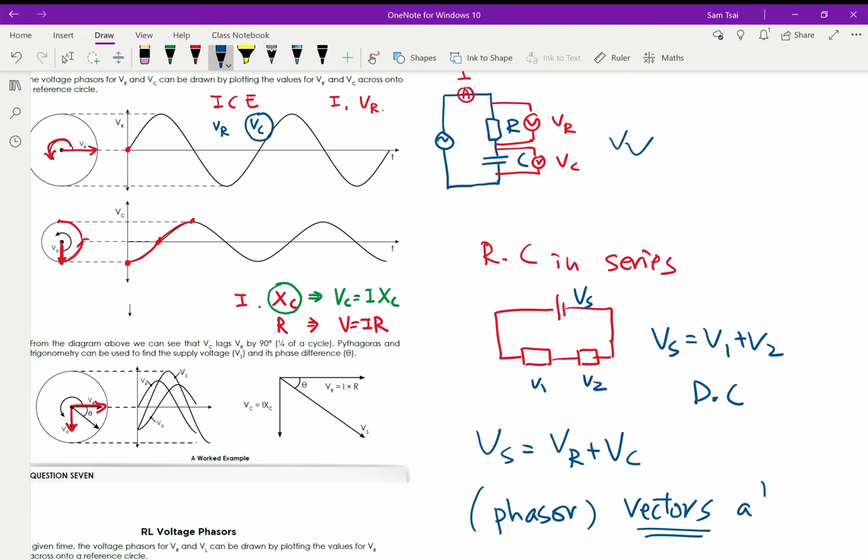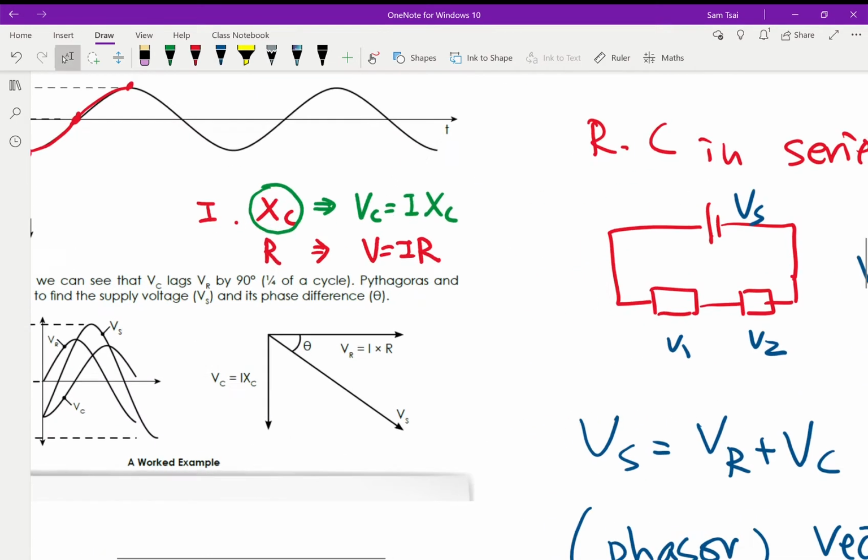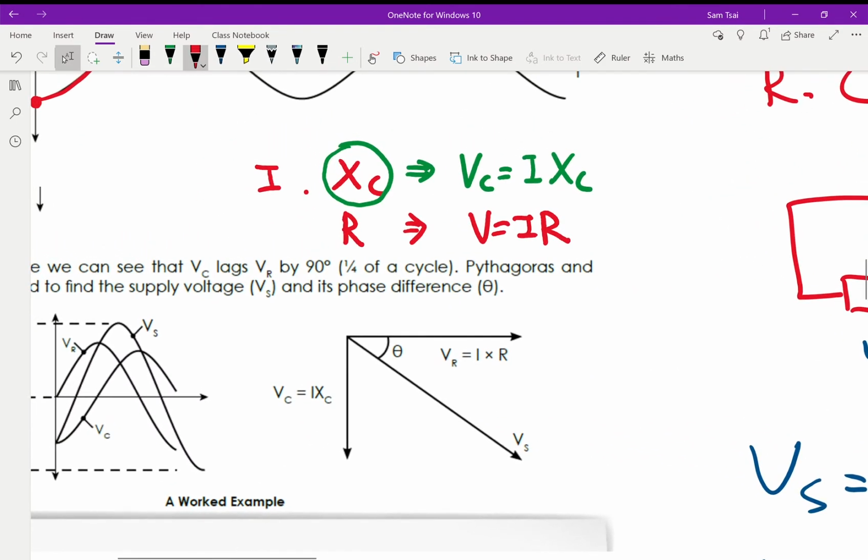Okay, vector addition. We are adding them together. If this is VR and this is VC, how do we get these? VR equals IR, and VC equals IXC.